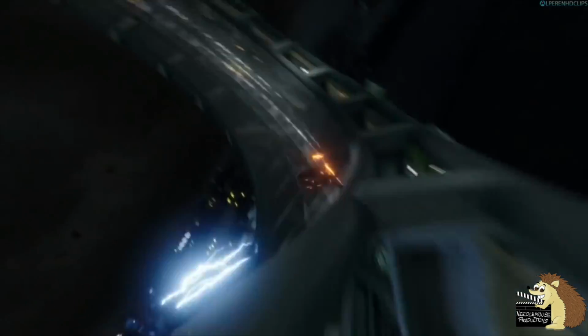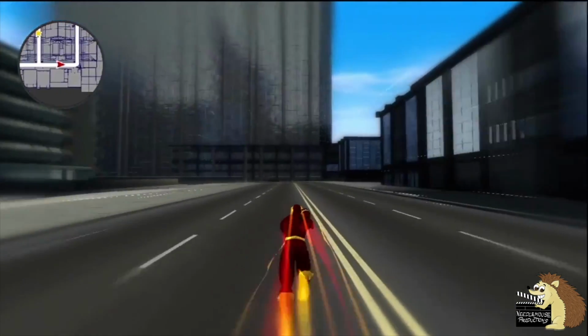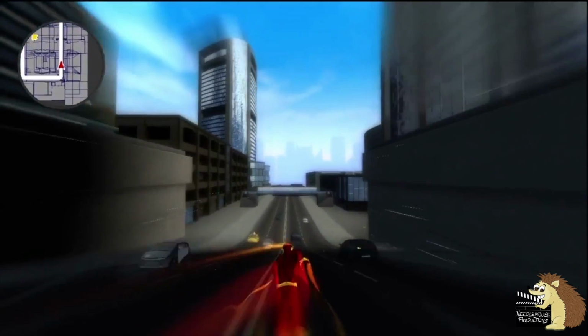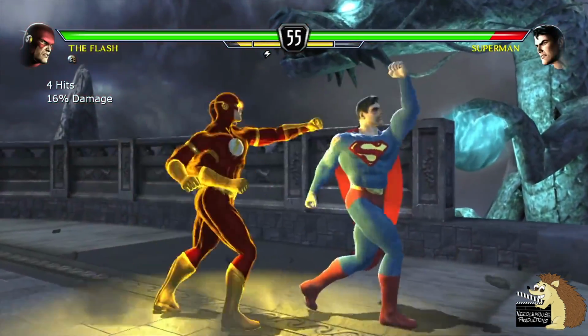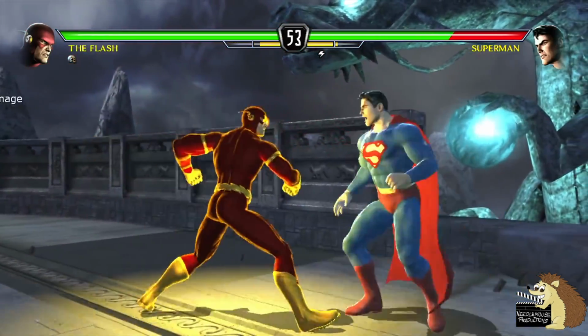Now, to be fair, the Flash does have a Speed Force aura around him, and what this means is that he's got a special sort of bubble around him that's designed to protect his body from the extreme speeds that he travels at.